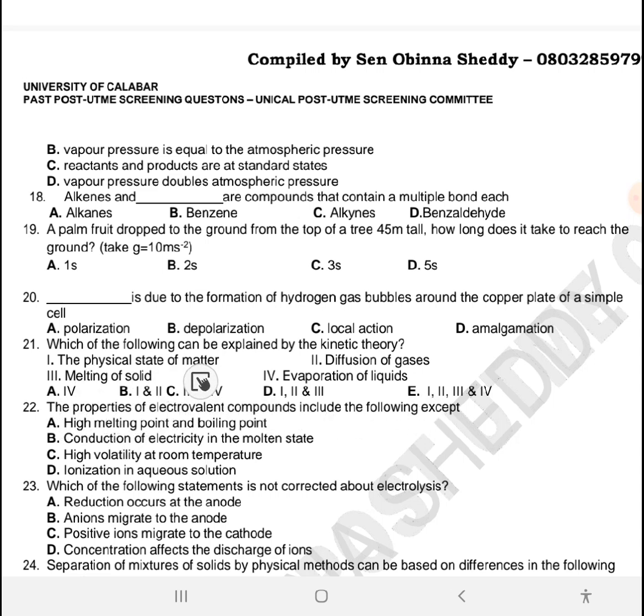The physical state of matter, diffusion, melting of solid, evaporation. Option E. 21 is option E. 22. The properties of electrovalent compound include the following except high melting point and boiling point.